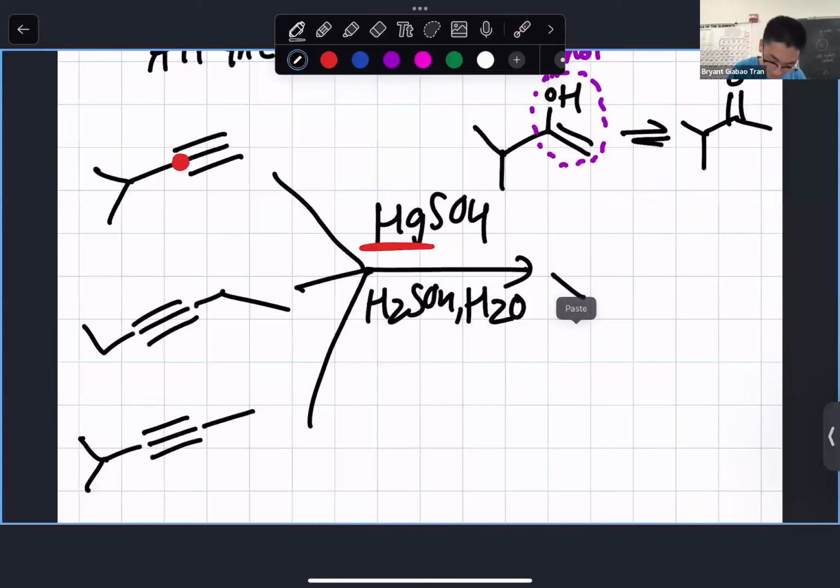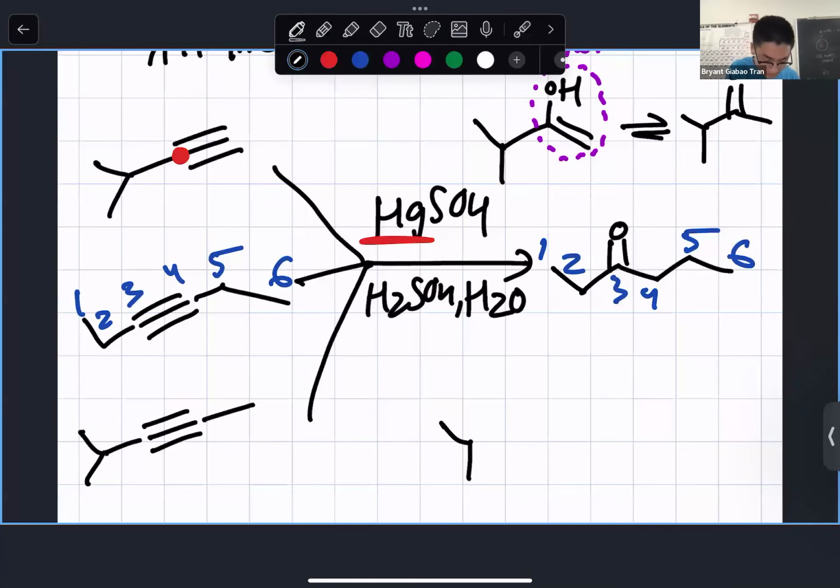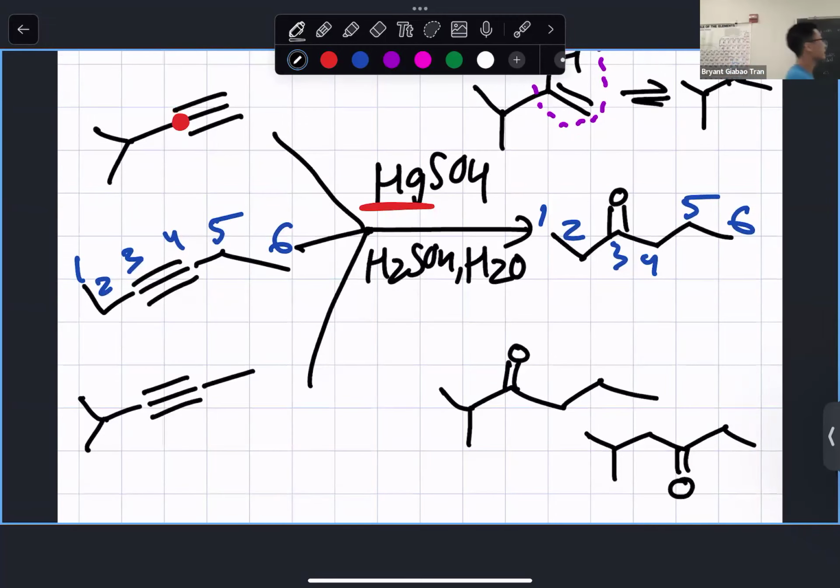One for the symmetrical, because it doesn't matter which carbon you put your carbonyl at. It's symmetrical, so it's going to be the exact same thing. Let's number it just to make sure. 1, 2, 3, 4, 5, 6. 1, 2, 3, 4, 5, 6. For asymmetrical, you're going to get 2 different products.